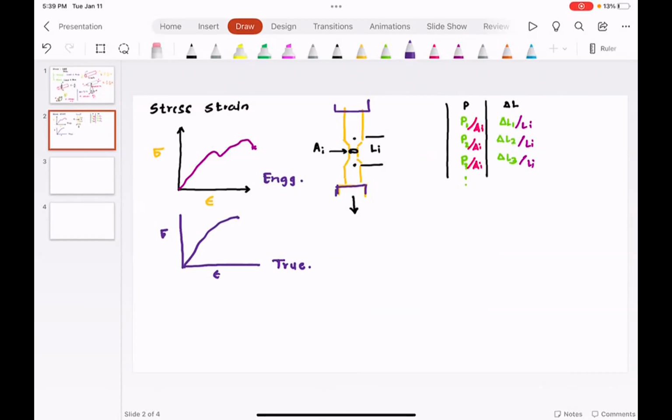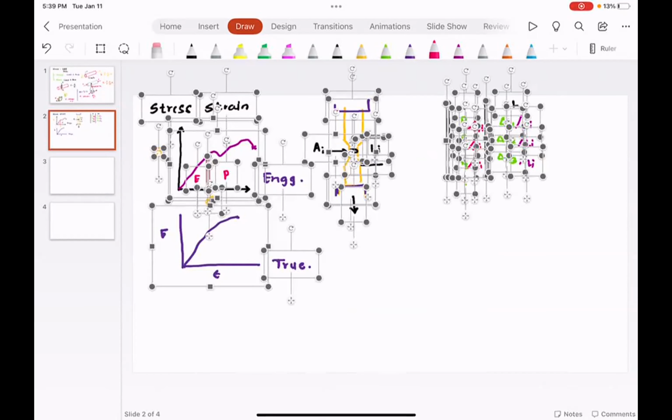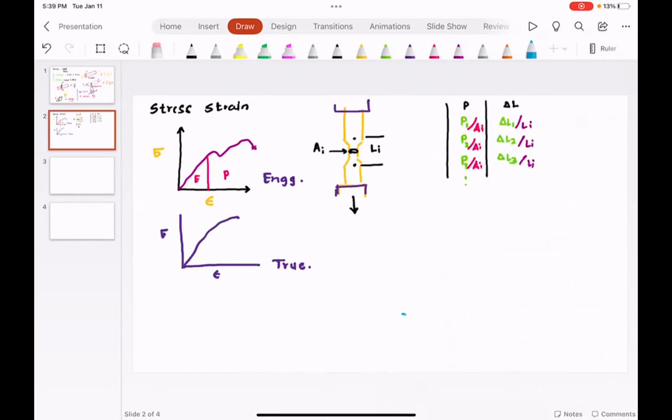Now, depending upon what you're interested in, you will observe that this engineering stress strain curve has a region for elastic deformation. This is the elastic region. And then you have plastic deformation. Then you have something called the upper yield point and lower yield point. You have the maximum stress, and you have the failure stress. So these are the important points.